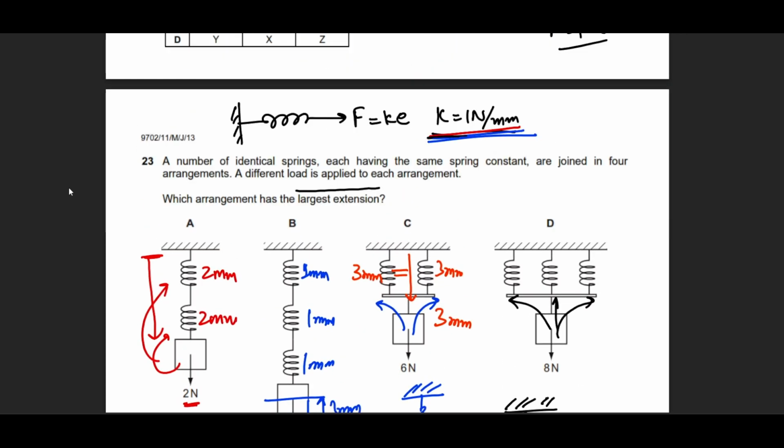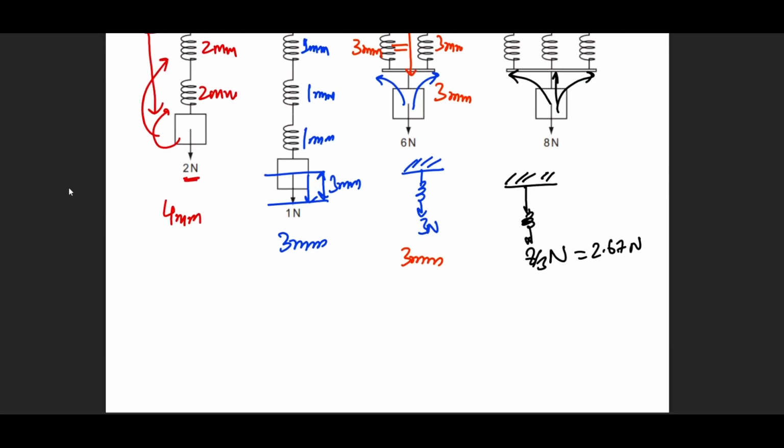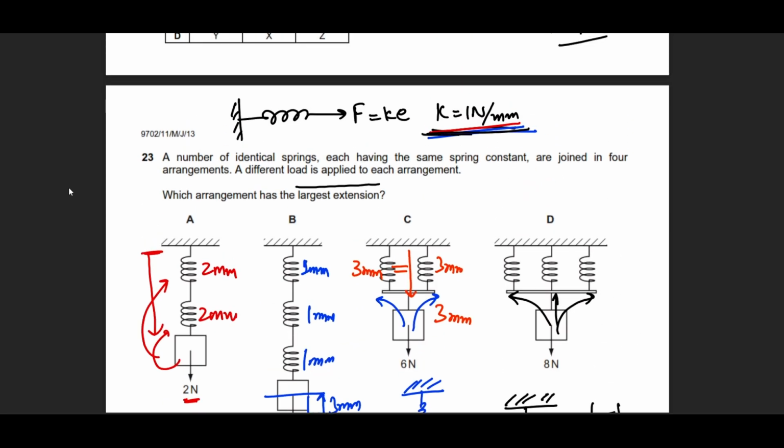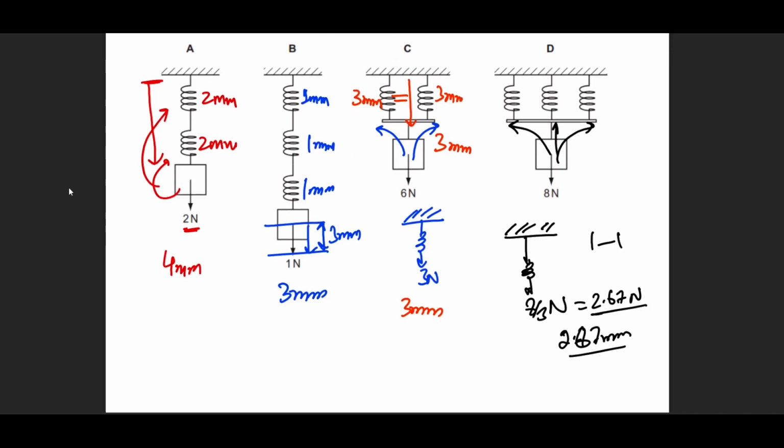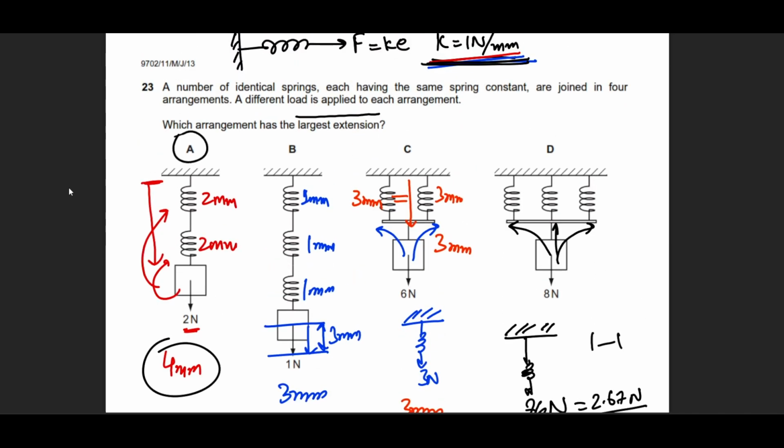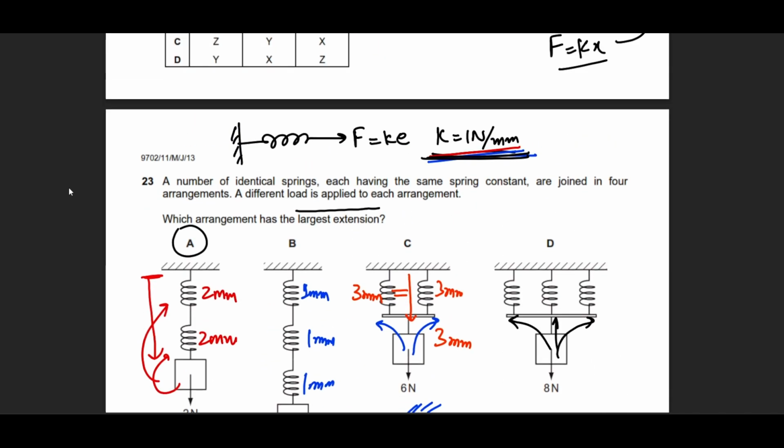Now I have chosen the spring to be 1 newton per millimeter. So if there is 1 newton, it stretches by 1 millimeter. So 2.67 newtons causes an extension of 2.67 millimeters, because it is 1 to 1. Over here, if you realize, this is 1 to 1. So the largest extension is 4 millimeters, which is option A. So that is where this standard case helps you, and this assumption helps you.